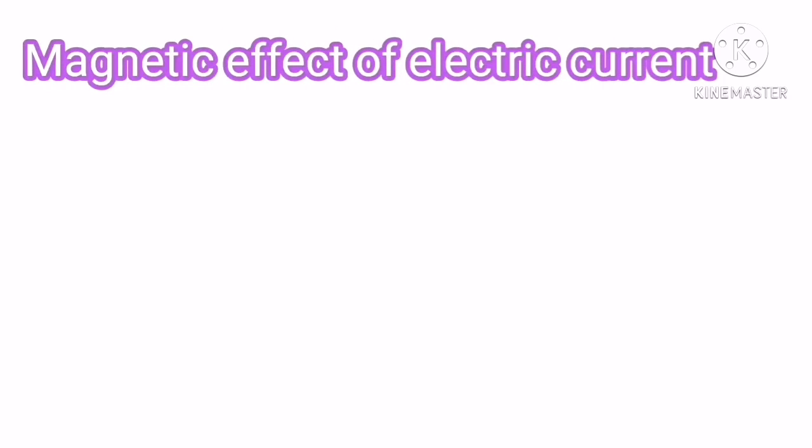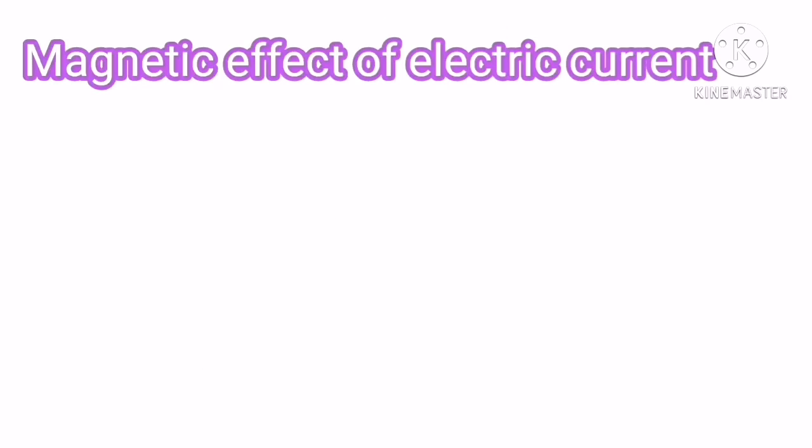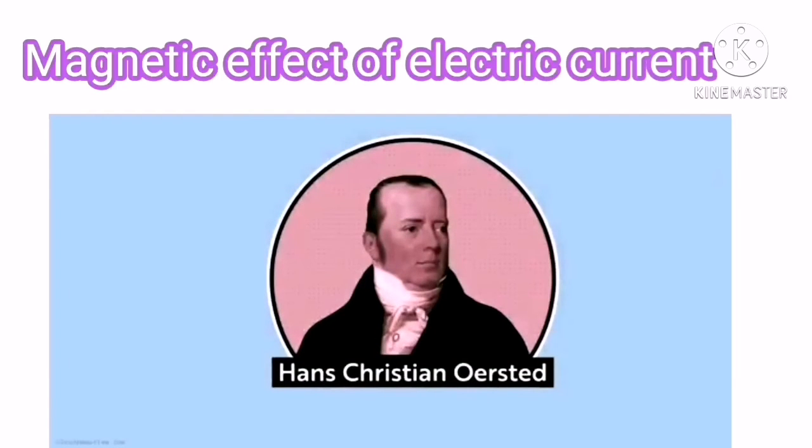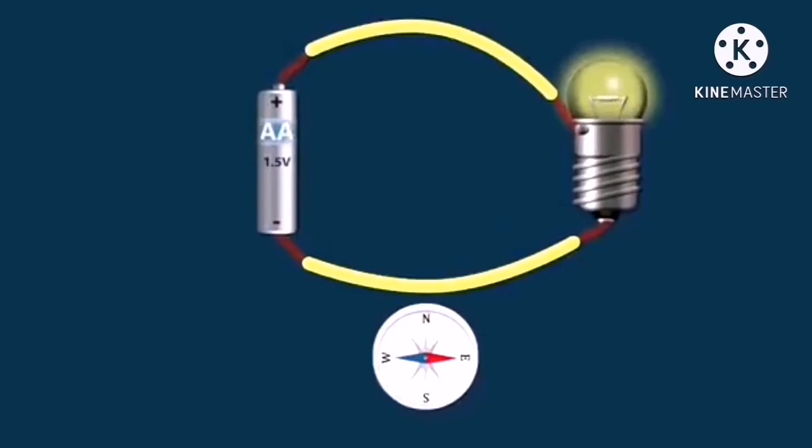Now let's learn the magnetic effect of electric current. Let's understand this topic with the help of an activity. So students, in 1819, there was a scientist named Hans Christian Ørsted. He found out that if you keep a compass near current carrying wires, then the compass needle deflects to some extent.